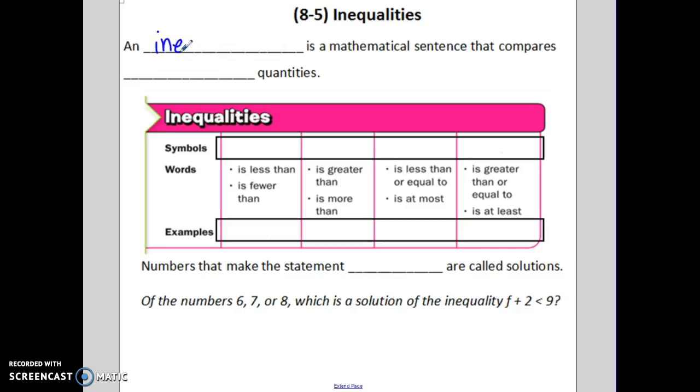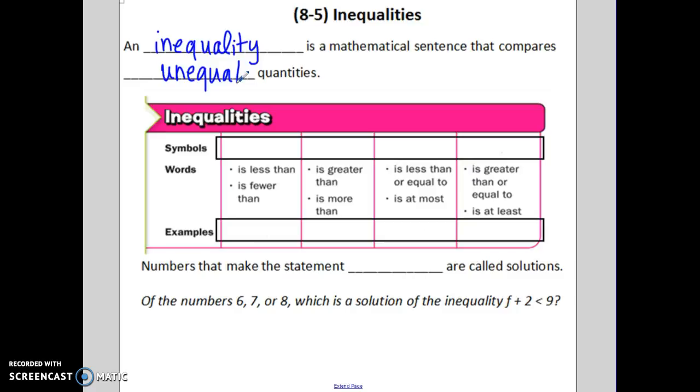An inequality is a mathematical sentence that compares two unequal quantities. You can kind of see it in the word inequality. They're unequal. So it's not an equation, it's actually comparing two things that are not equal. So we can say 5 is greater than 3, or 20 is less than 100.